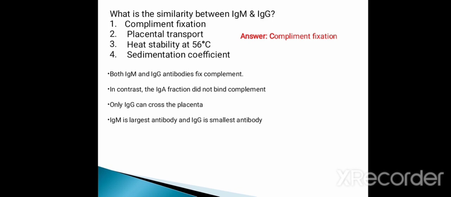Only immunoglobulin G can cross the placenta. So the option placental transport is not correct, because only immunoglobulin G crosses the placenta. So if the question asks which immunoglobulin can cross the placenta, the answer will be immunoglobulin G. IgM is the largest antibody and immunoglobulin G is the smallest antibody. That is, the size of IgM and IgG is different. One is the largest antibody, that is IgM, and one is the smallest antibody, that is IgG.